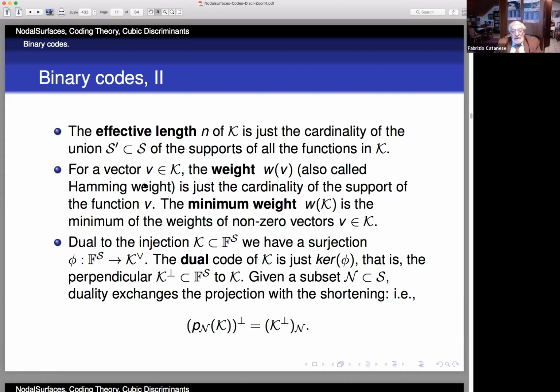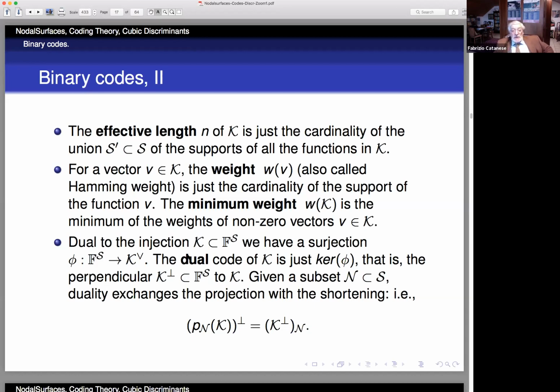If you take a vector in K, the weight, also called Hamming weight, is the cardinality of the support of the function v. And the minimum weight of the code is the minimum of the weights of non-zero vectors in K. Now, the dual code is important.